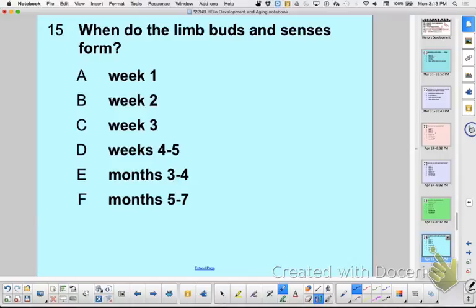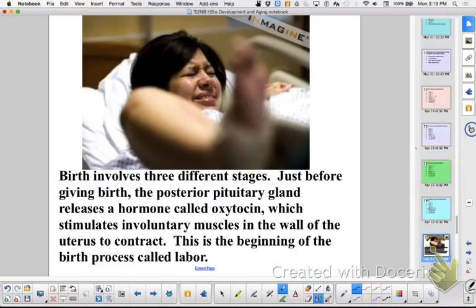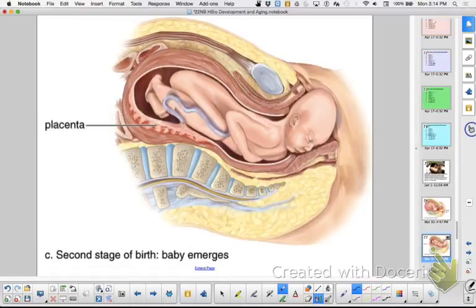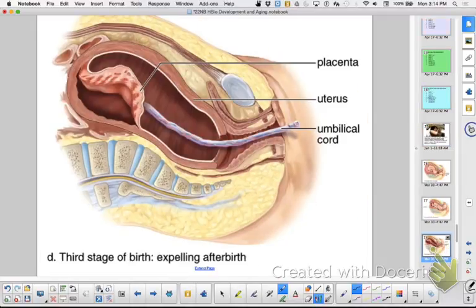When do the limb buds and senses form? And you're remembering that because 5 senses. You have more of the senses than that. Birth. You want to know your stages of birth. Okay. First stage is that the cervix has to dilate. Second and third stage are both outs. Something's going to come out all 3 times. The first stage, the cervix dilates, water comes out. Yeah, water breaks. Second stage, a baby comes out. And the third stage, a placenta comes out. So something comes out every time. Water, baby, placenta. If you think about it like that, that would probably make sense to you.